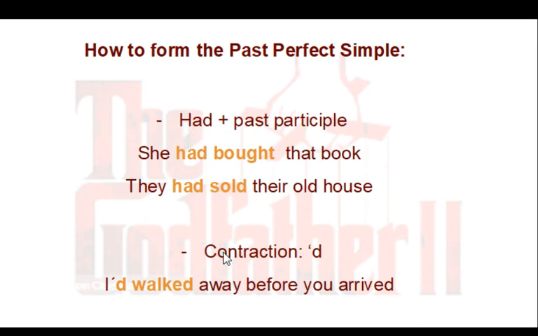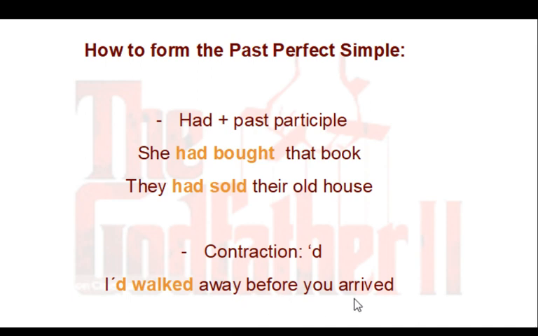Okay? If we want to contract the auxiliary verb, it contracts to 'd. We use the contraction mostly for speaking and for informal writing. So we tend to not use it for formal writing or for very formal spoken language. Okay? Remember that the 'd in this case can coincide with the verb would. So it can be similar to the verb would contracted. Well, not similar, it's exactly the same. It contracts to 'd, so try to not get confused with that. Here we have the example: I'd walked away before you arrived.